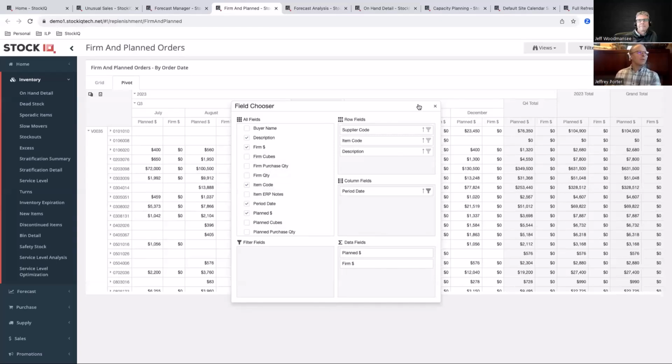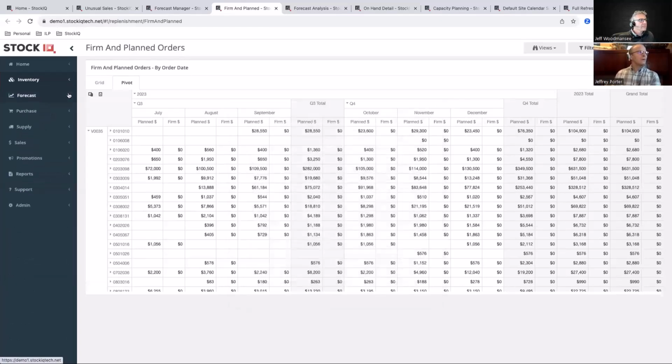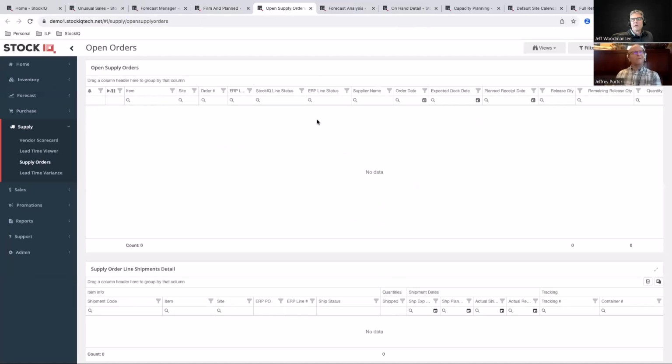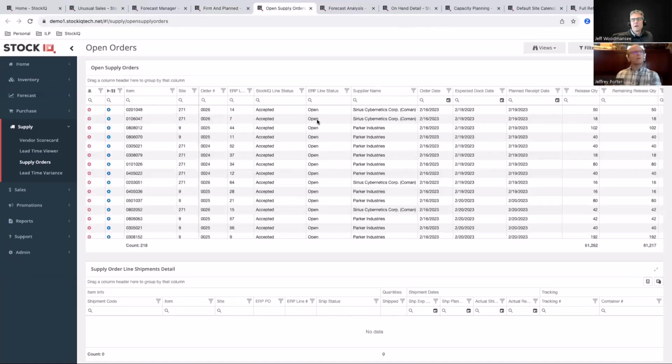I think the report that Jeff was referring to was potentially over in the supply side. Is that correct, Jeff? That's the open supply orders. Okay. In the open supply orders, I have the ability to look at all of those as to what the future receipts are, right? So I know when my receipt is, I can sort and I can filter, I can look at between potential dates, and it's going to show everything that's out there.